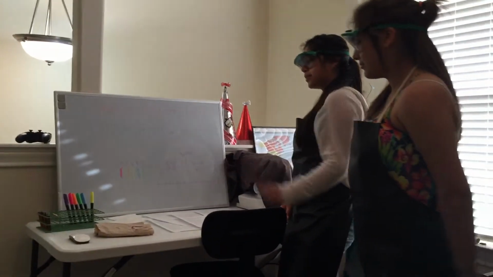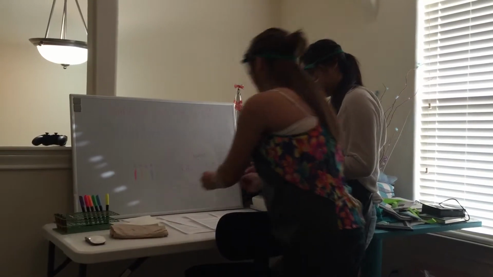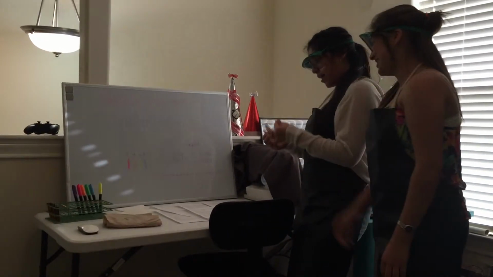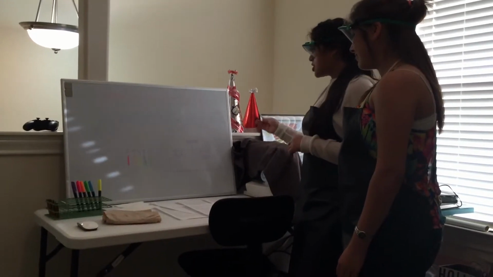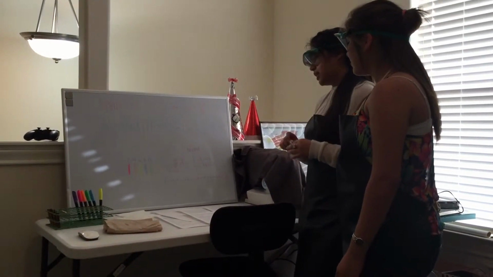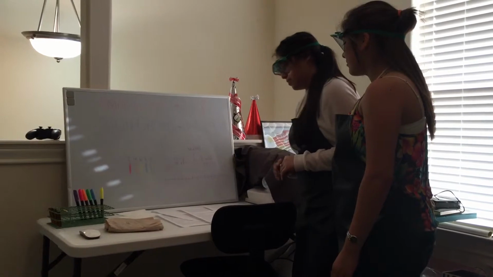Pass me that litmus paper, please. Got it. Here you go. Well, if the solution ranges from a pH of 0 to 6, it is acidic. If it ranges from 8 to 14, it is basic, leaving the pH of 7 to be neutral.